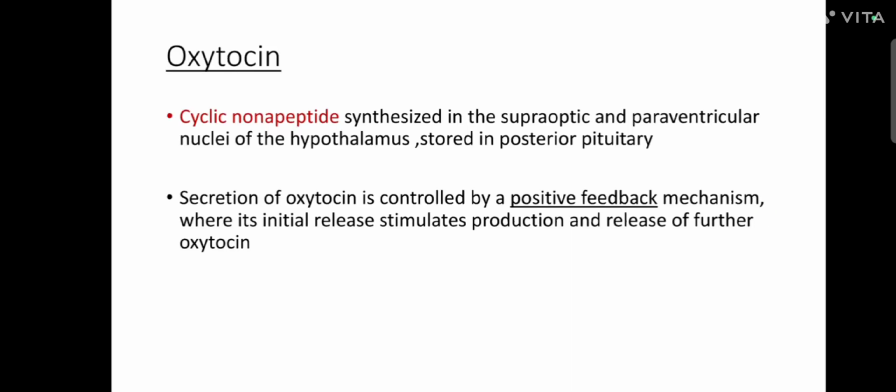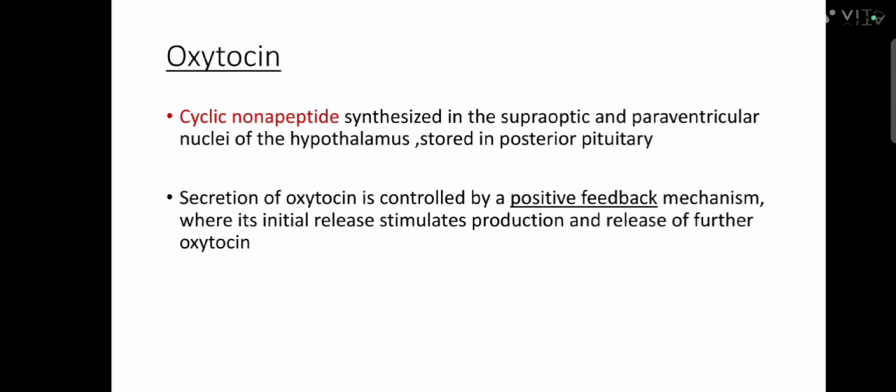Hello everybody, let's discuss the drugs in obstetrics and gynecology. We'll discuss the important drug that we use in most obstetric cases during the time of parturition, that is oxytocin. Oxytocin is a cyclical nonapeptide which is synthesized in the supraoptic and paraventricular nucleus of the hypothalamus, and is released from the posterior pituitary.